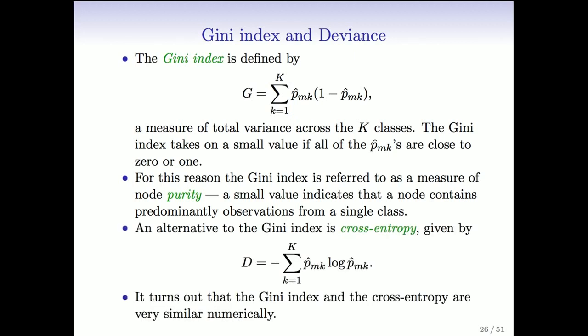An alternative is the deviance or cross entropy, and this is based on the binomial log likelihood or the multinomial log likelihood. And it's a measure that behaves rather similarly to the Gini index. And either of these are used and give very similar results.